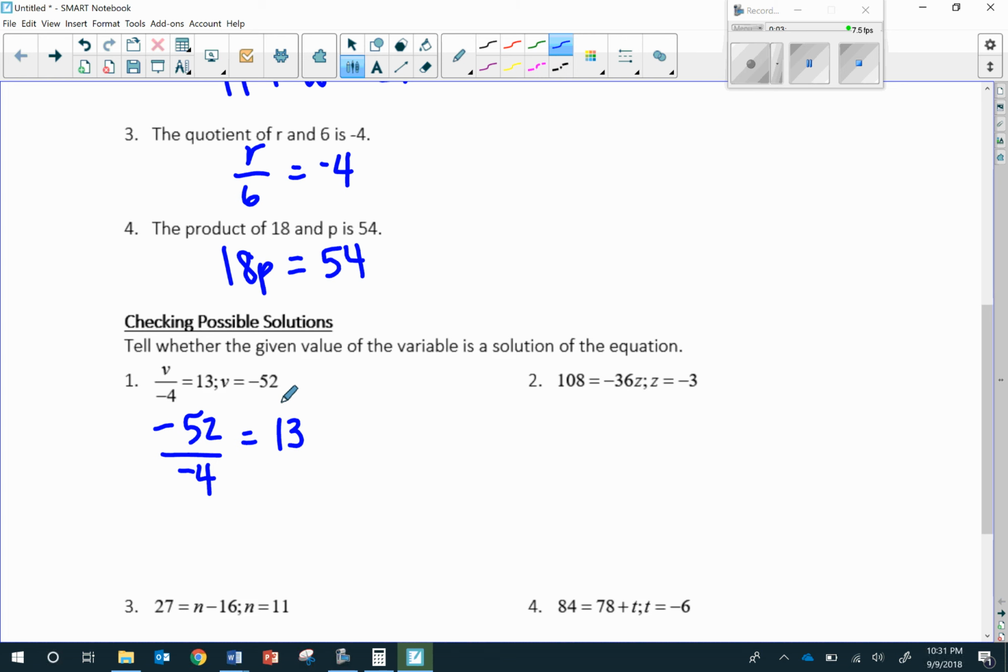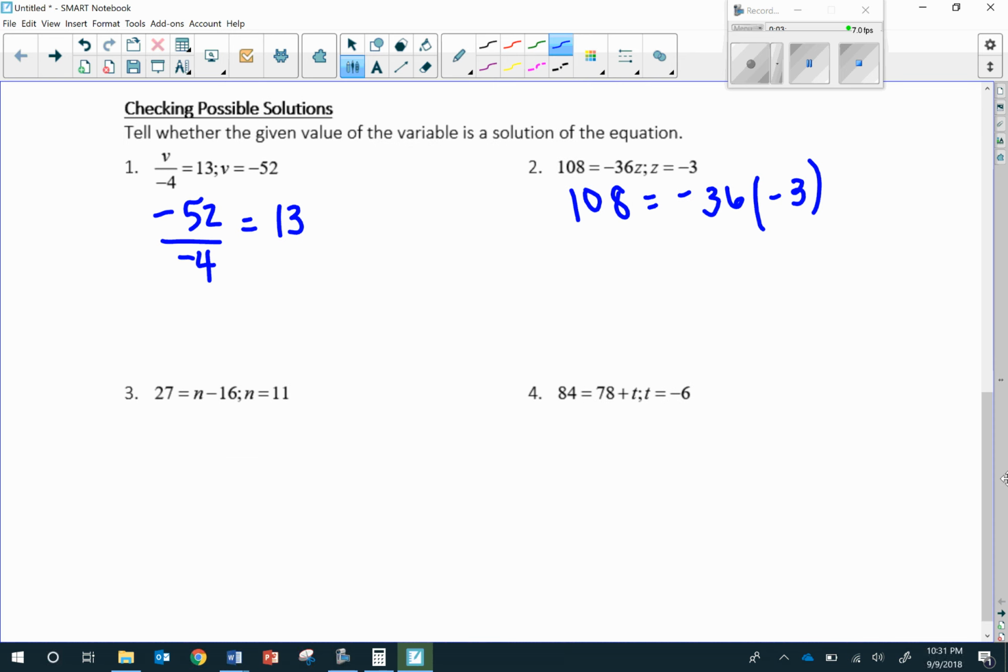For number 2, if we substitute z, we would have 108 equals -36 times -3. We know that a negative times a negative does in fact give us a positive, and when you multiply those two factors together, your product is in fact 108.